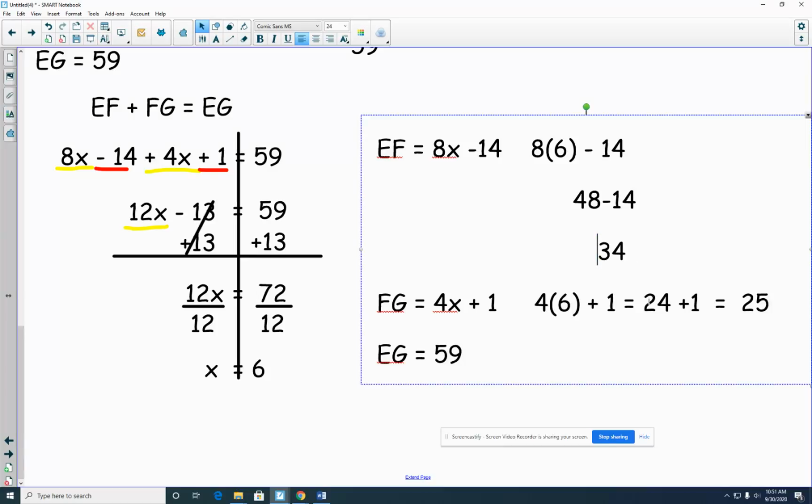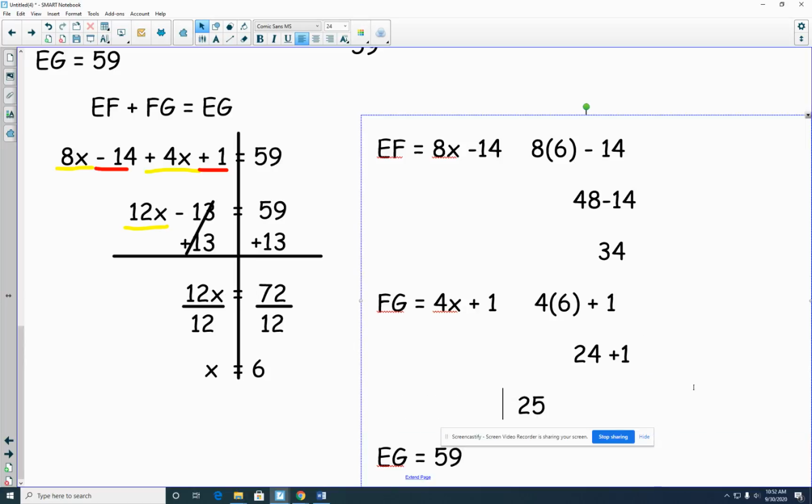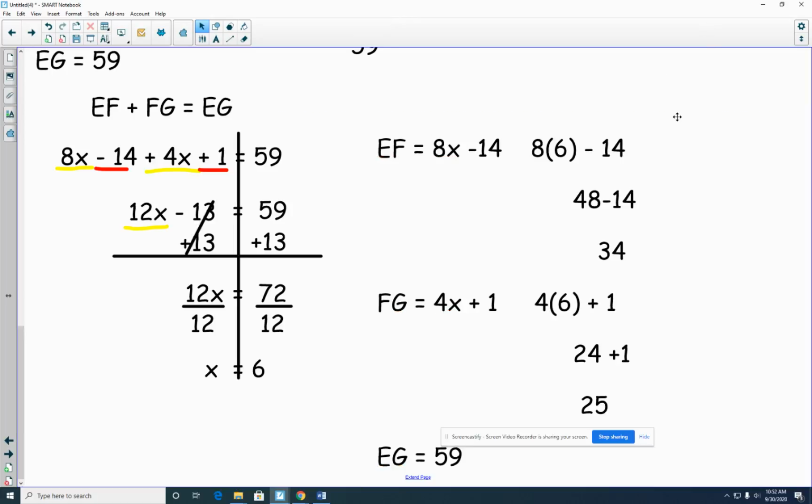Okay. Now let's do the same thing here. I'm going to fix the formatting a little bit, so maybe it's a little easier to follow along. Right. So at the end, I found EF and EG, right? I know that EF is equal to 34, and I know that FG is equal to 25.